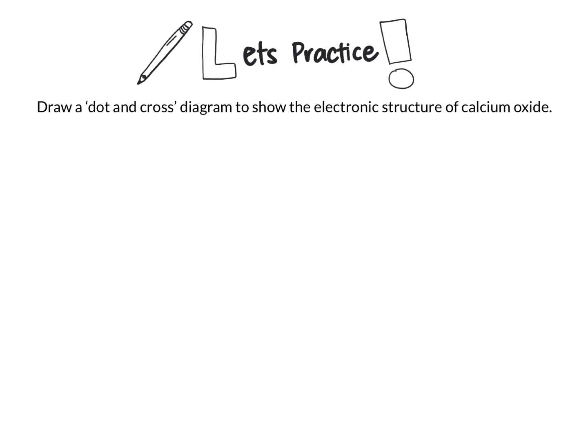So let's practice. The question is, draw a dot and cross diagram to show the electronic structure of calcium oxide. You can now pause the video and try to do the drawing. Once you're ready, you can play the video again to check the solution that I will explain. Welcome back.